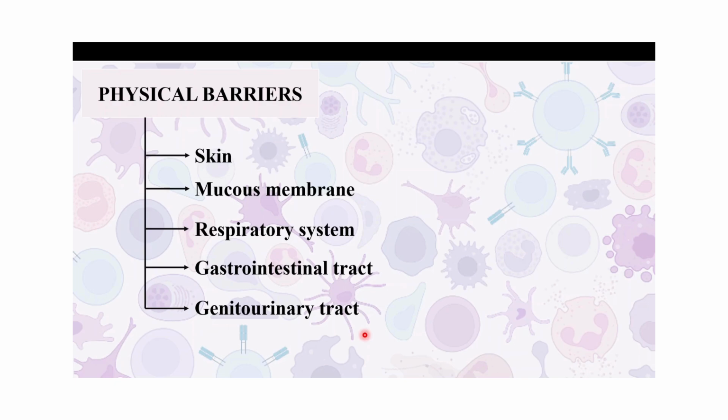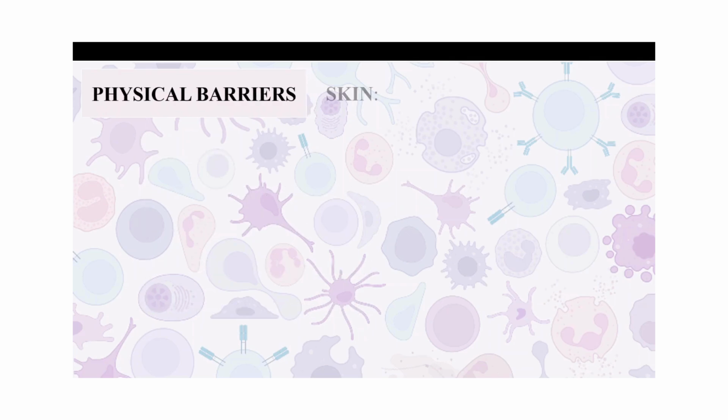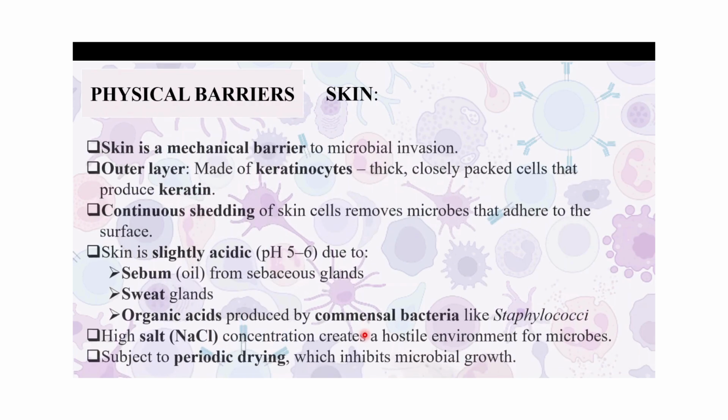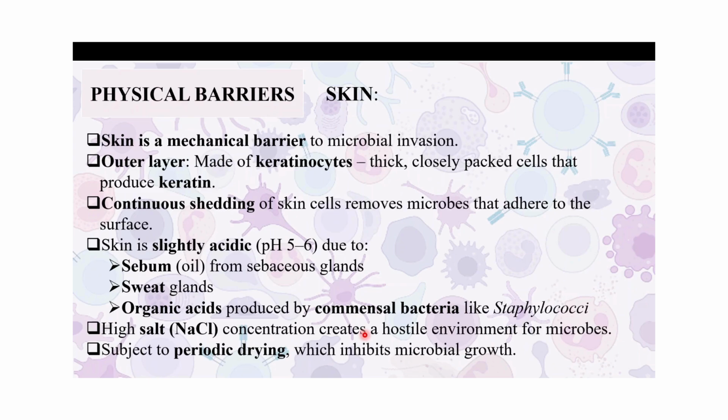So let's start with skin. You know about skin. The basic thing we know is that it acts as a mechanical barrier to any kind of microbial invasion. It acts as a protective shield. The outer layer is made up of keratinocytes, which are thick, closely packed cells. These keratinocytes produce keratin, a kind of intermediate filament, which makes the surface tough and water resistant.